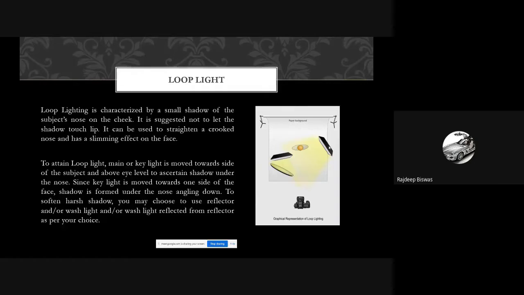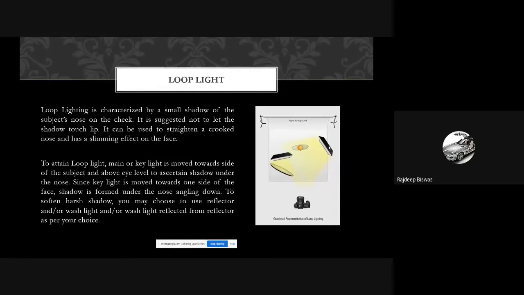Then loop light. The main light is moved towards the side of the subject and above eye level to a certain extent, creating a shadow under the nose. Just a while back, we were discussing Rembrandt. Just like that, the shadow of the nose. However, for Rembrandt, the shadow falls on the cheek. Now I'm going to move the light a bit closer so that the shadow comes below the nose. It looks like an inverted V or like a U. However, you need to keep in mind that the U does not touch the upper lip of the subject.